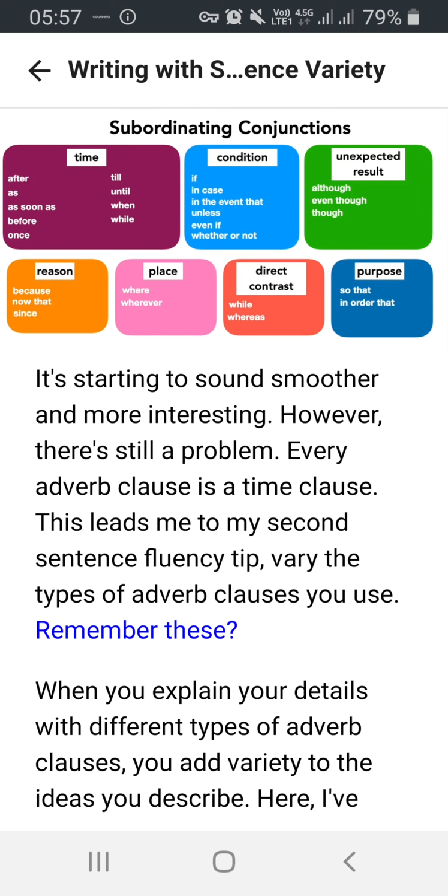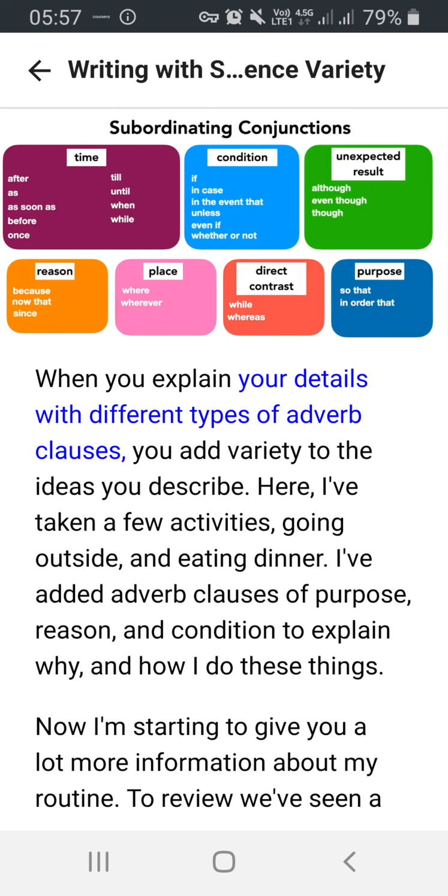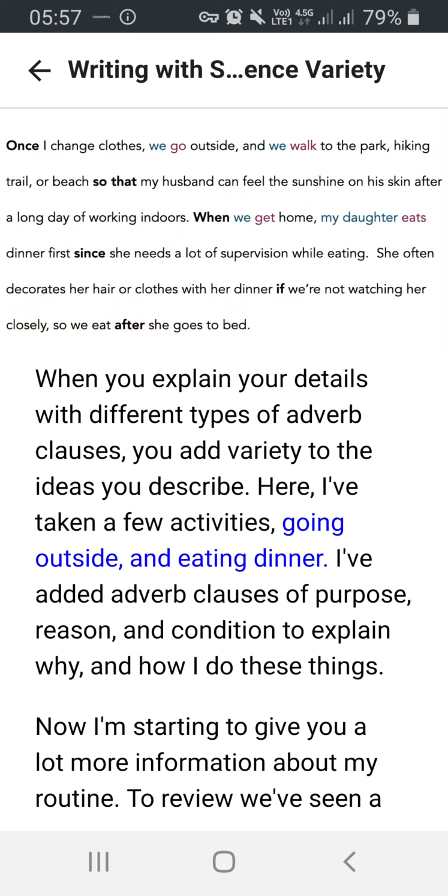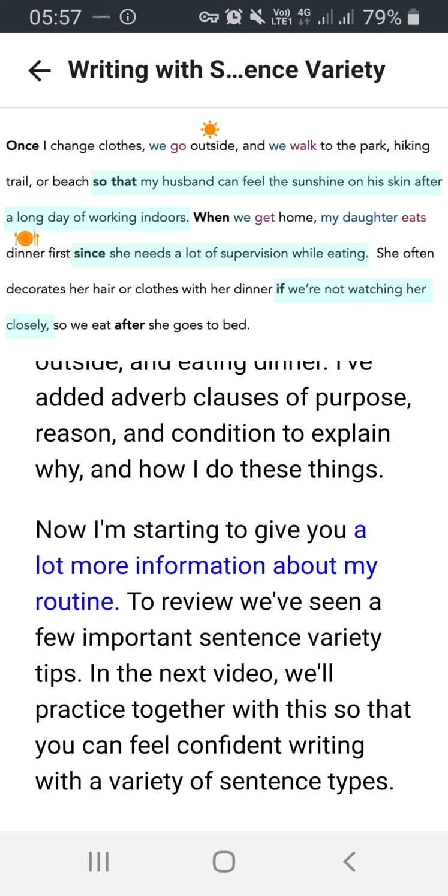Remember these? When you explain your details with different types of adverb clauses, you add variety to the ideas you describe. Here, I've taken a few activities, going outside and eating dinner, and I've added adverb clauses of purpose, reason, and condition to explain why and how I do these things. Now I'm starting to give you a lot more information about my routine.